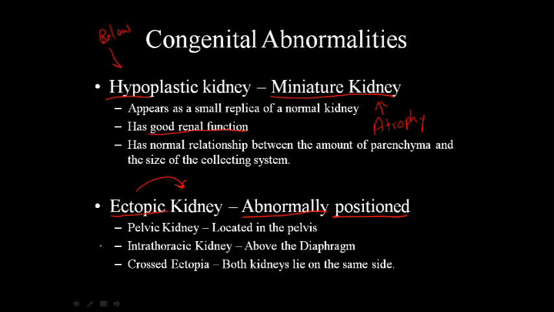You can have several things. Pelvic kidney, which is a kidney located in the pelvis. Intrathoracic kidney, which is located above the diaphragm, which is pretty crazy to see. Crossed ectopia, both kidneys lie on the same side. I've actually seen a pelvic kidney.